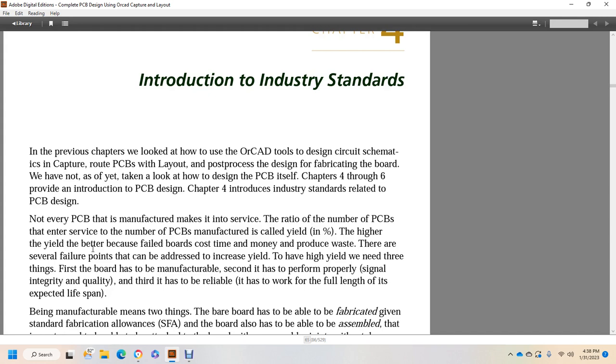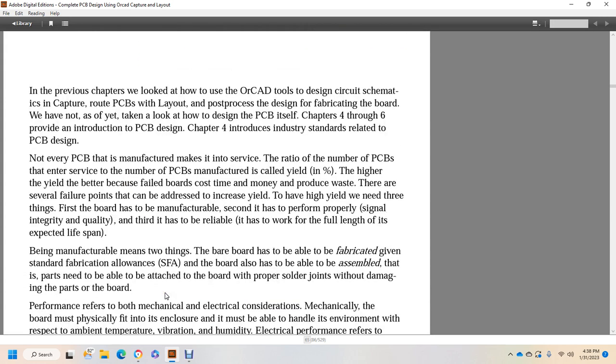First, the board has to be manufacturable. Second, to perform properly, with signal integrity and quality. And third, it has to be reliable. It has to work for the full length of the expected lifespan. Being manufacturable means two things: the bare board has to be able to be fabricated given the standard fabrication allowances, or SFAs. The board also has to be able to be assembled.